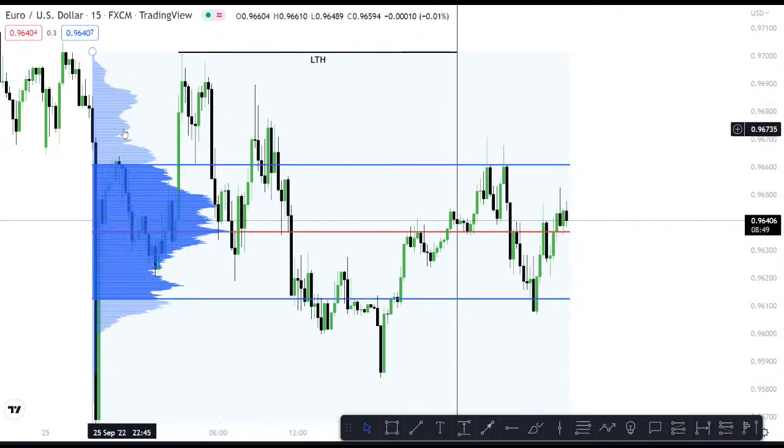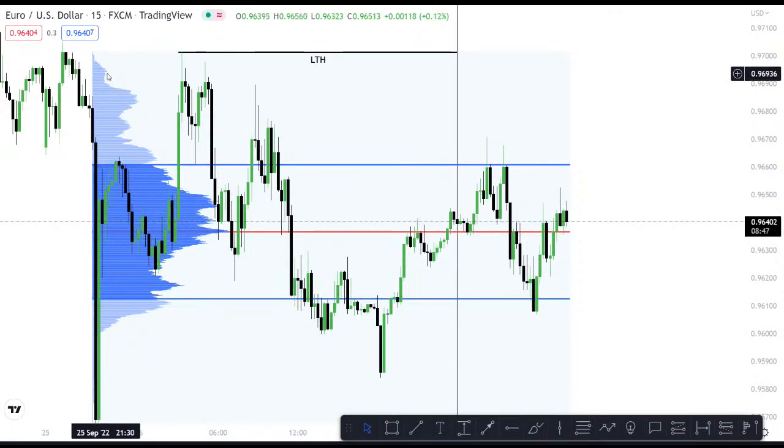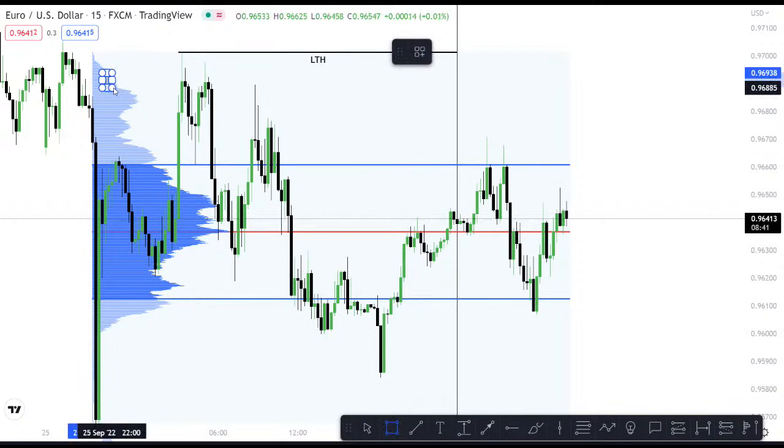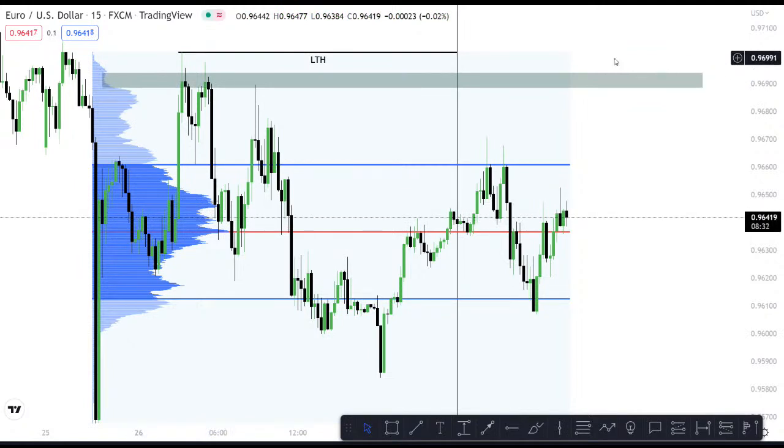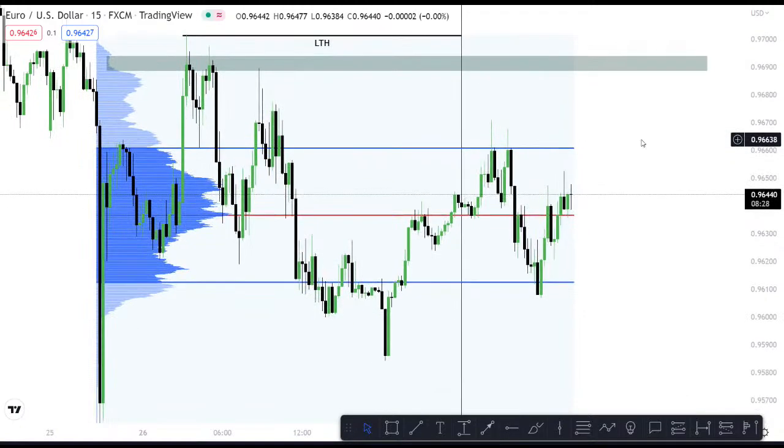To me, I see 1 and 2 levels. Is this a fresh zone? According to me, I will mark that area. I look for an institutional level. Remember to use institutional levels.